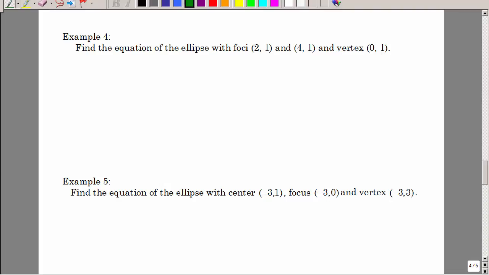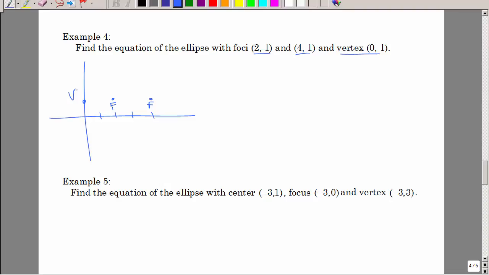Now we're going to go backwards. We're going to find the equation. Let's see what they give us. We have foci of (2, 1) and (4, 1), and one vertex. Well, I'm a visual learner, so I like to just sketch that graph. All right, so (2, 1) and (4, 1) are my two foci, and I have one vertex at (0, 1).